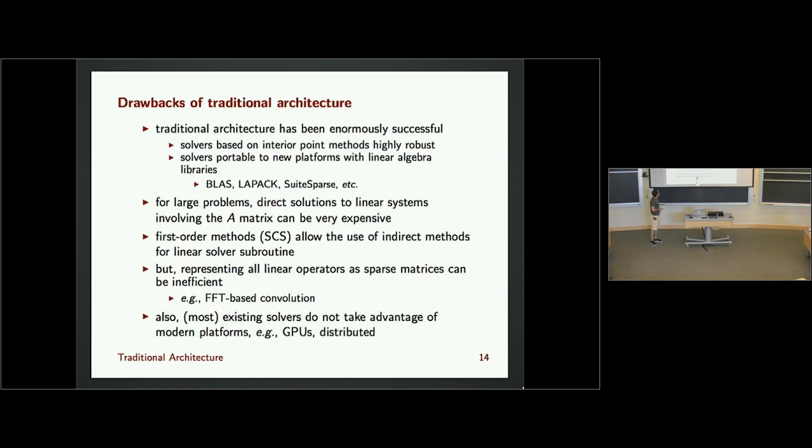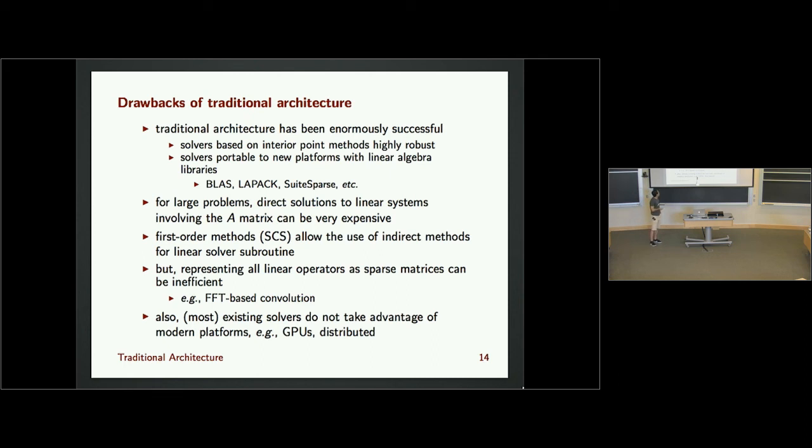So this has been a very successful framework for many years, primarily because these interior point solvers are so robust that you can map all kinds of problems onto them, and they'll solve your problem efficiently and reliably.